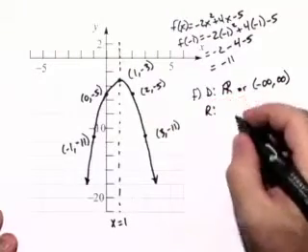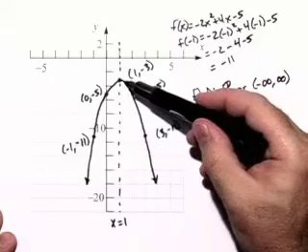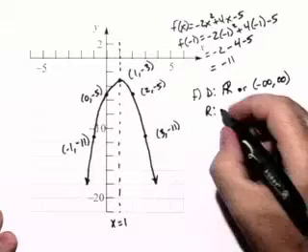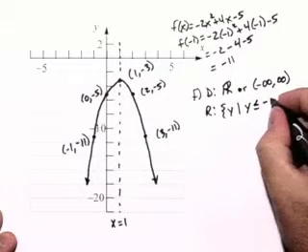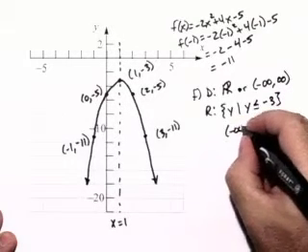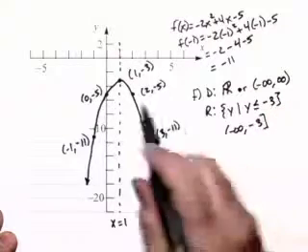The range is the set of all values for the dependent variable, in this case y, it's our output. You can see that we can get all values for y that are -3 or less. So we'll say it's the set of values for y such that y is less than or equal to -3. Or in interval notation, we would write -infinity to -3. We'll use a square bracket on -3 because we can include that.